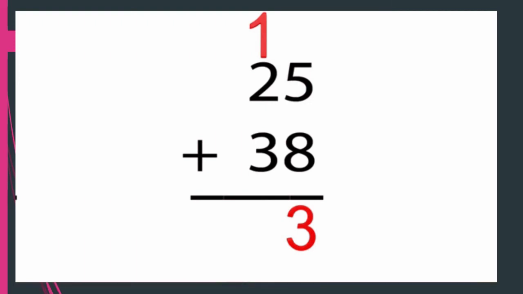Great job so far! Now we need to add the tens column. We have 1 plus 2 plus 3. What does that equal? 6. Great job! So we put the 6 down here in the tens column. So what is the answer to 25 plus 38? The answer is 63. Amazing job, guys!